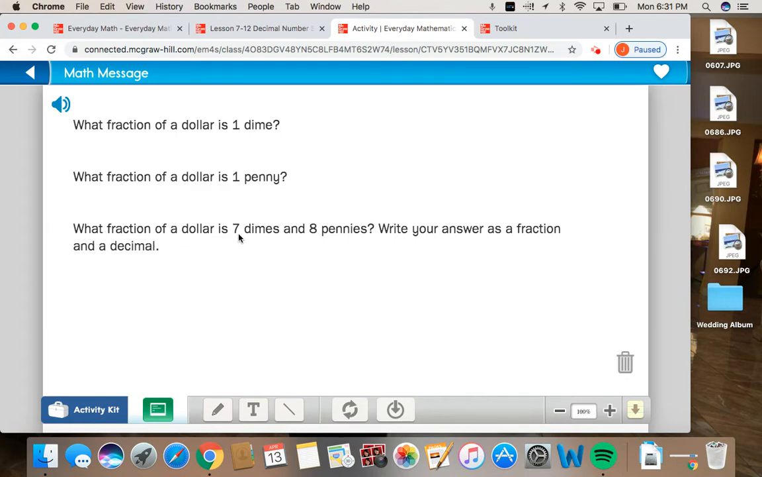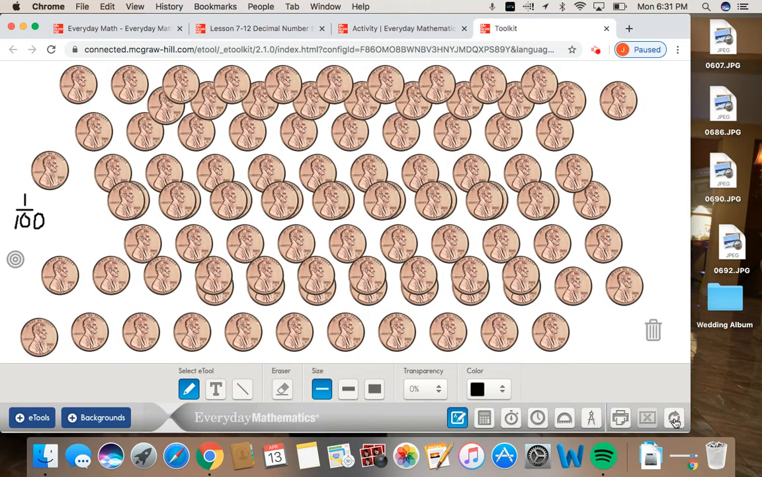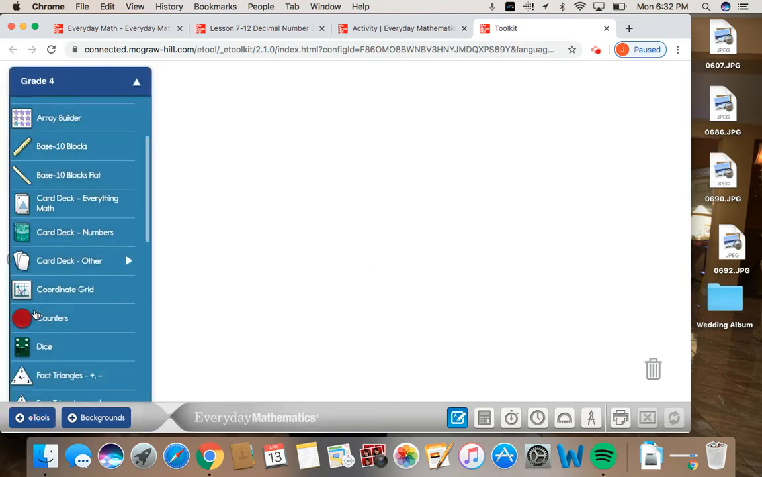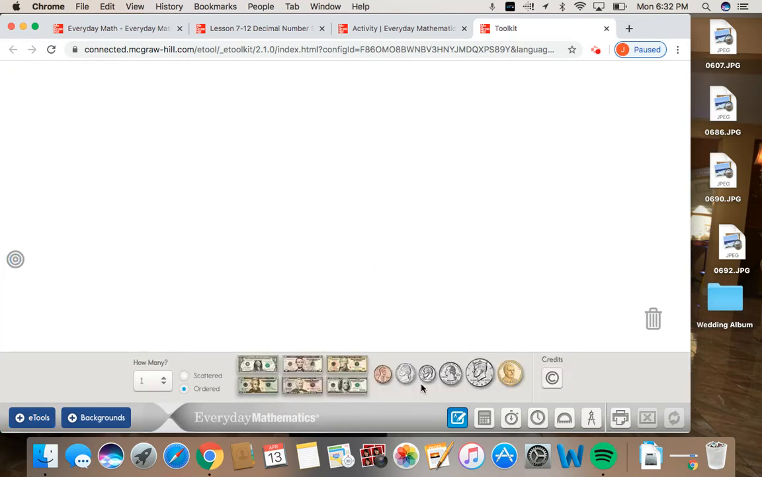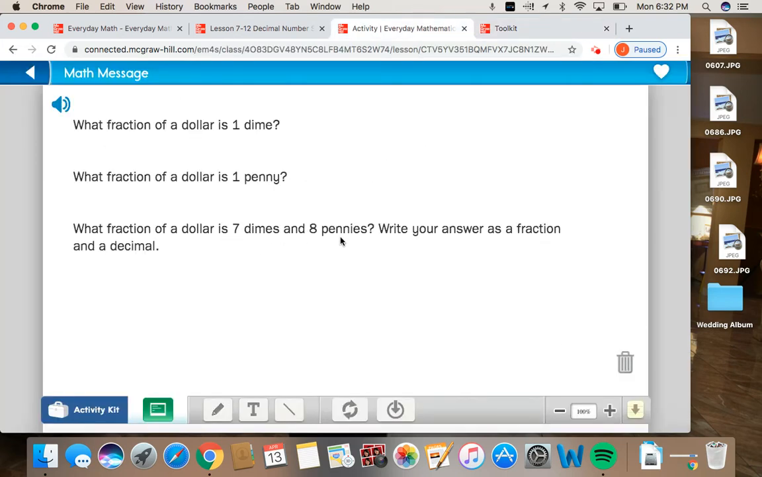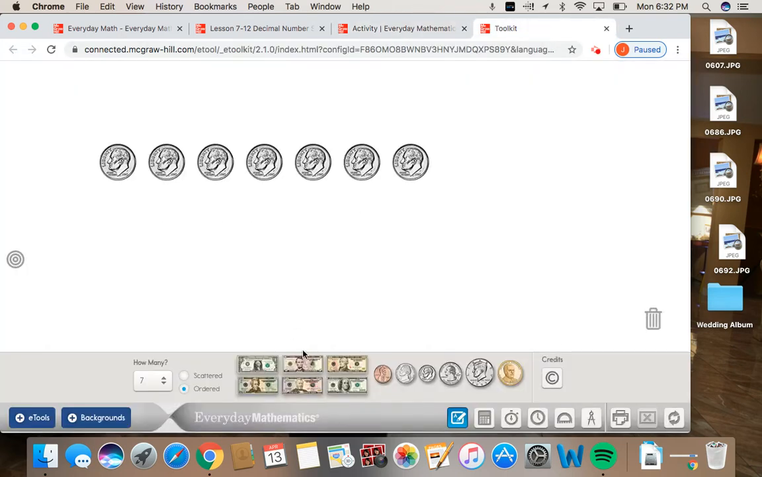What fraction of a dollar is 7 dimes and 8 pennies? Write your answer as a fraction and a decimal. 7 dimes and 8 pennies. And I can go back to my toolkit and I want to clear my screen. And this time, let's see, here's my money. I want 7 dimes. So I'm going to go ahead and click on my 7 dimes. There's my 7 dimes and 8 pennies. So I want to click on, this time I want 8 pennies.